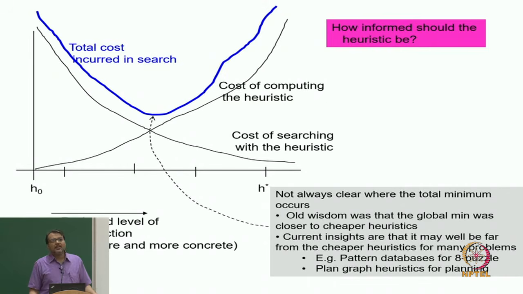Researchers have asked this question sometimes, and the conventional wisdom was that the global minimum is close to cheaper heuristics. In practice, you always want your heuristic to be polynomially computable, because if the heuristic itself is exponentially computable, then it is a much more expensive algorithm.